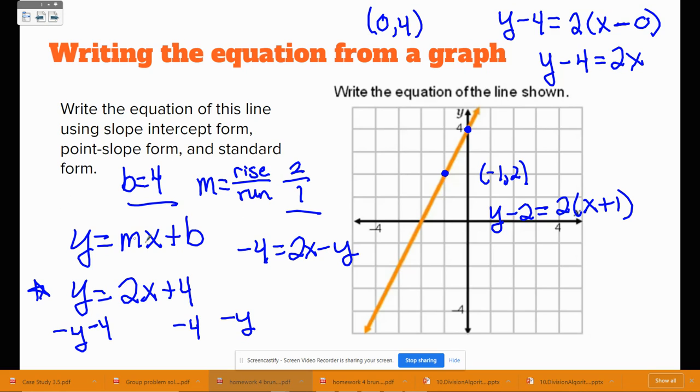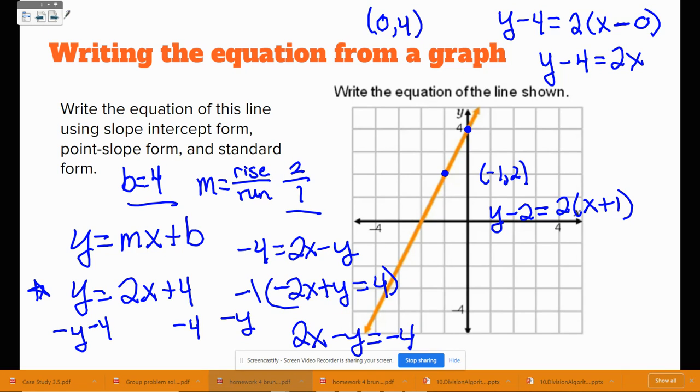If you didn't do it that way, you could have moved the 2x first, which is probably what I would have done if they didn't have the a positive rule. And it would look like that. And then you would divide all the terms or multiply all the terms, whatever you'd like to do, by -1. 2x minus y equals -4.